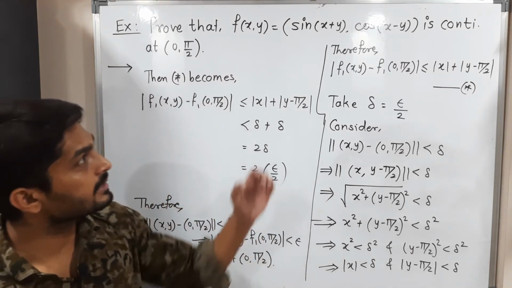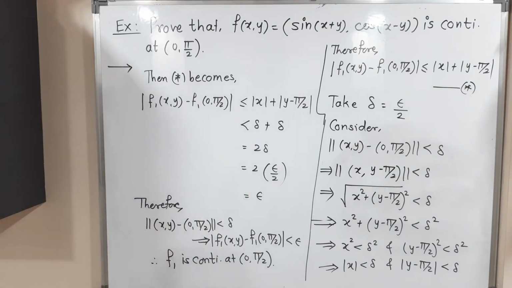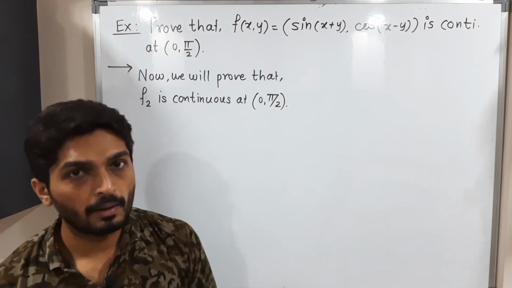Still one task is remaining. Now we have to prove f2 is also continuous at (0, pi by 2). But before that I suggest you take a screenshot of it. See, now we will prove that f2 is continuous at (0, pi by 2).